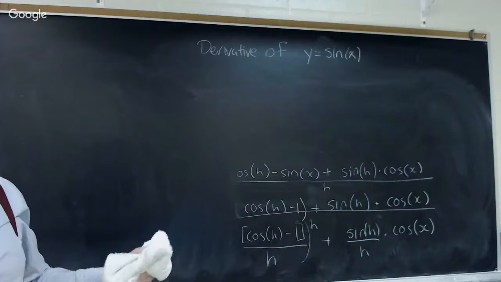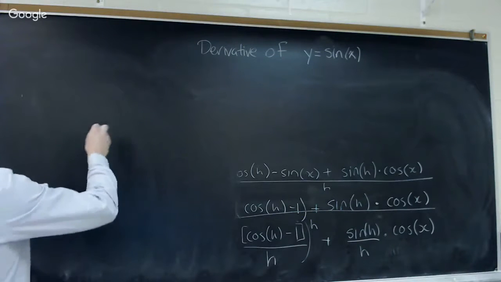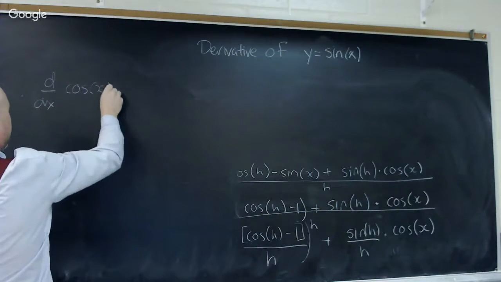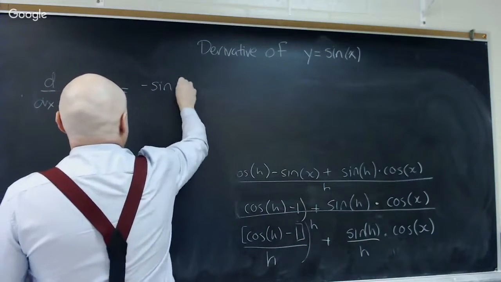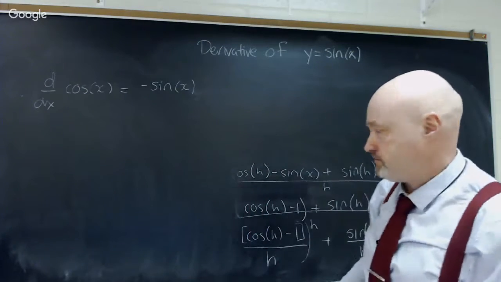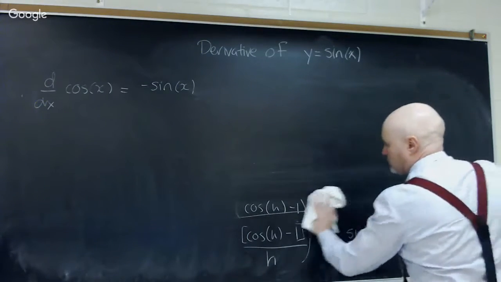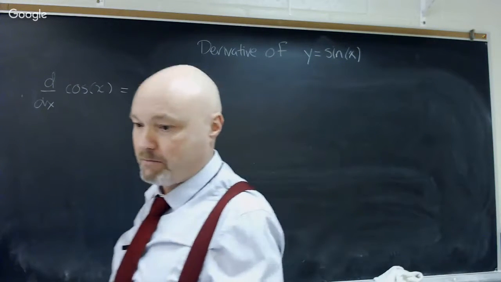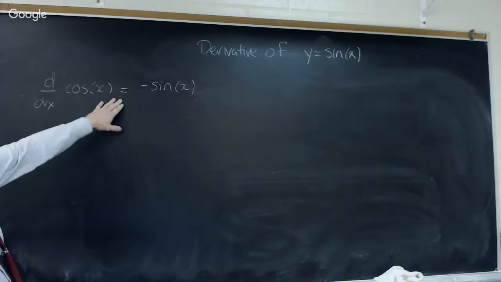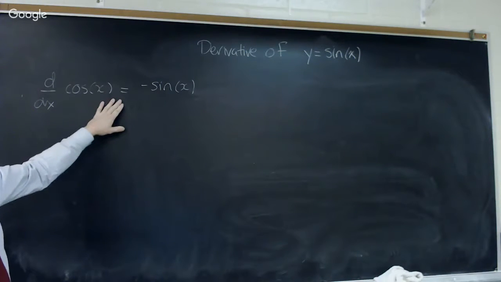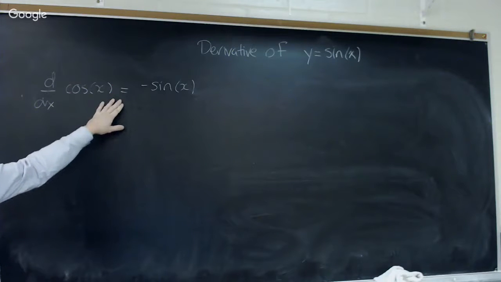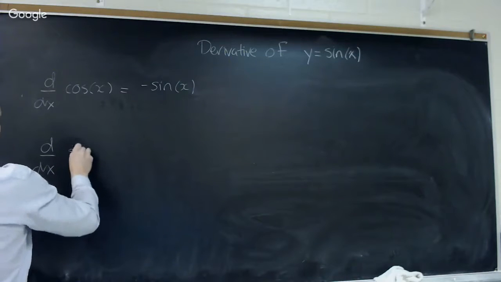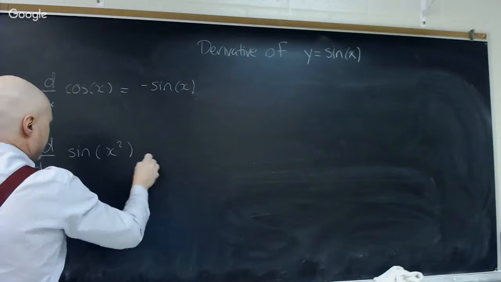Okay, let's do a couple of examples. I'm just going to quickly write down just the fact that the derivative of cosine is negative sine. What we'll do on Friday is, for a review, we'll actually look at some applications, and we'll maybe just show why that is negative sine. Right. Okay. So let's do the derivative with respect to x of the sine of x squared.